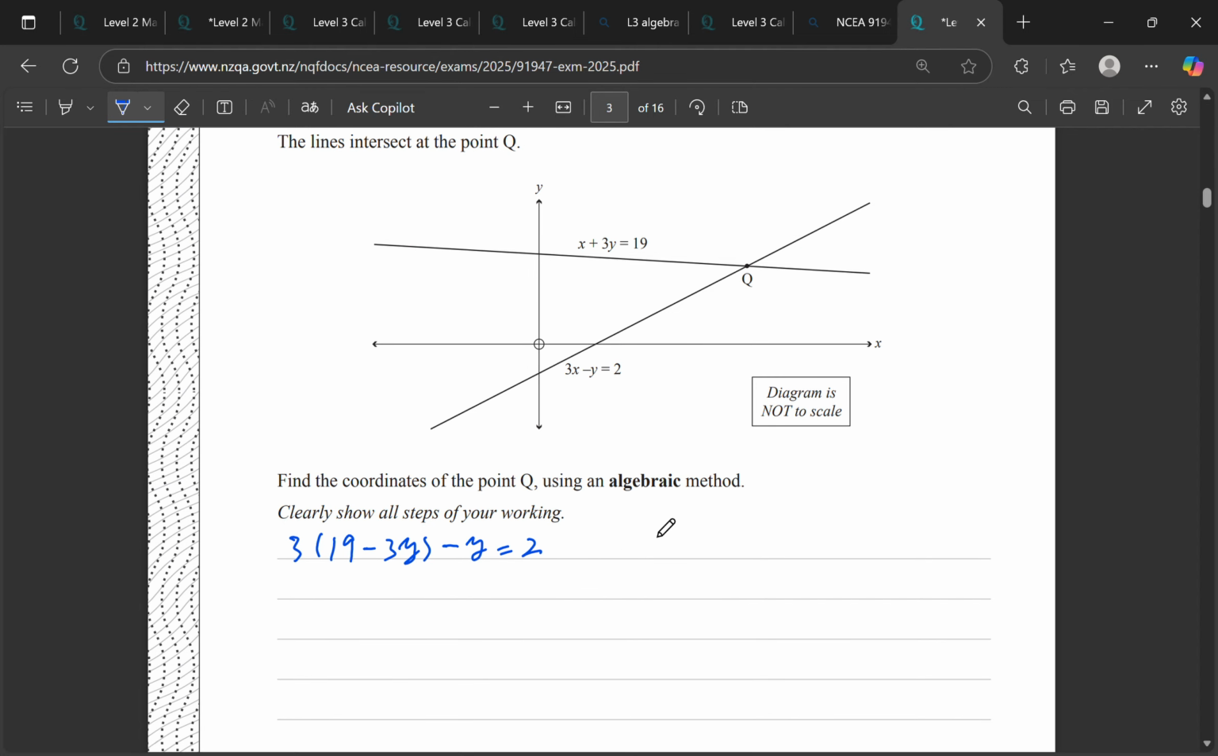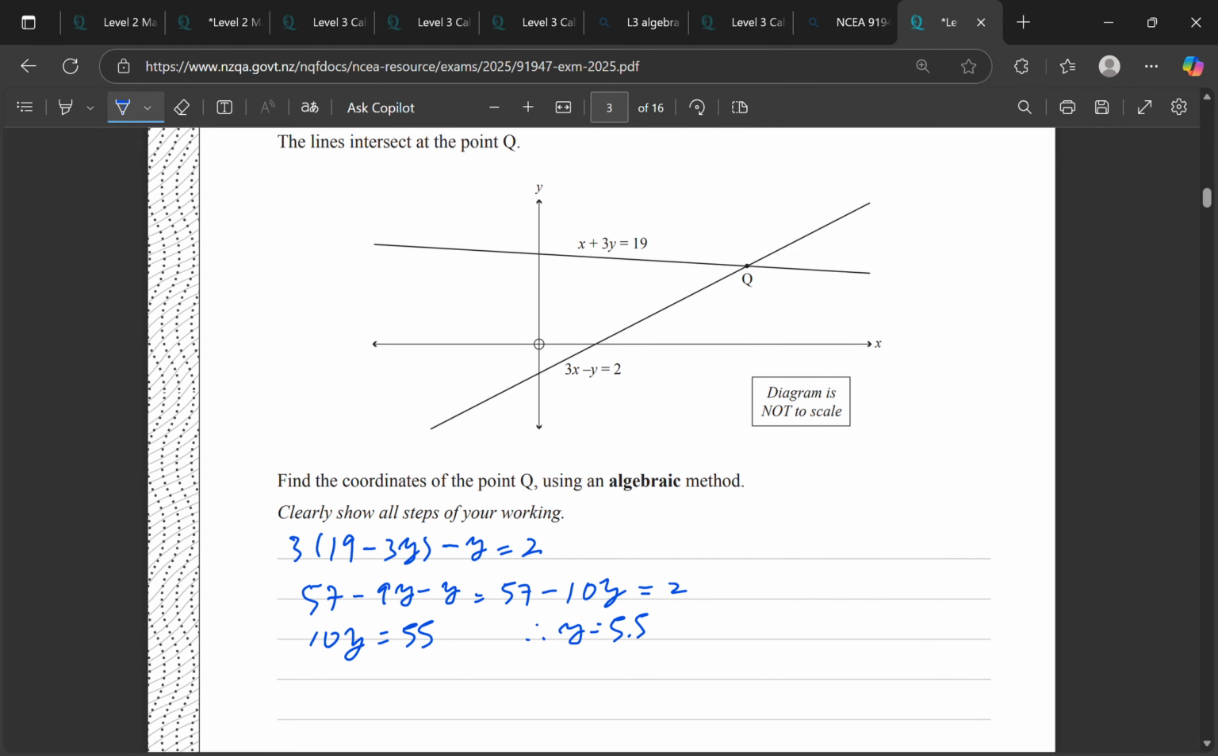Why am I doing this? To eliminate x, isn't it? So now it's everything about y. When I expand this, hold on. So this is the equation we are solving. 3 times 19 is 57, minus 9y minus y equals 57 minus 10y. So that is 2. That means 10y equals 55. Hence, y must be 5.5.